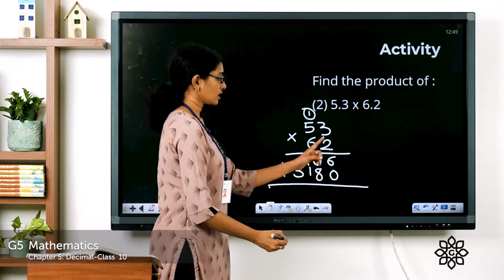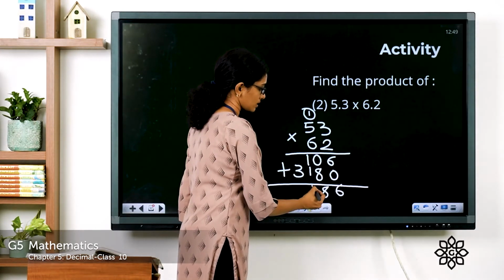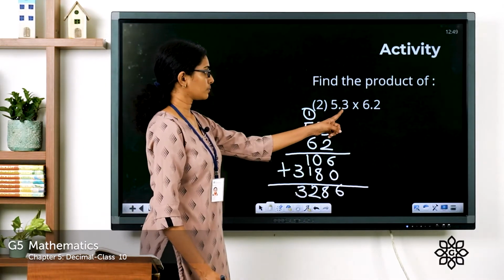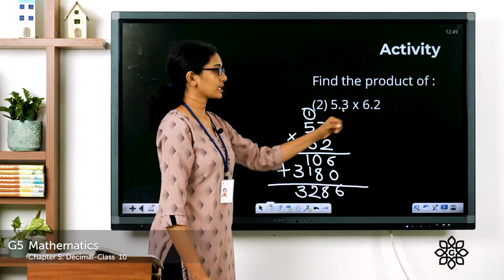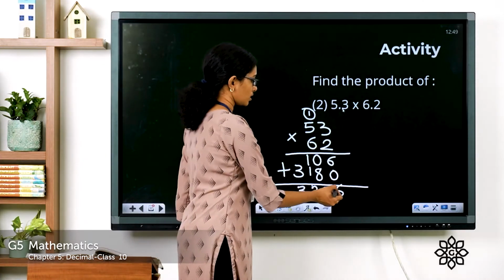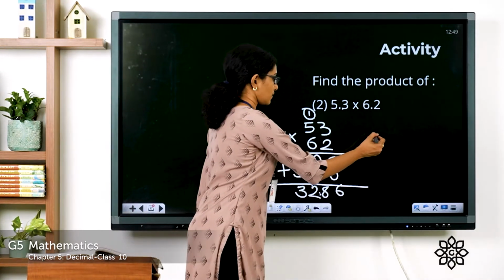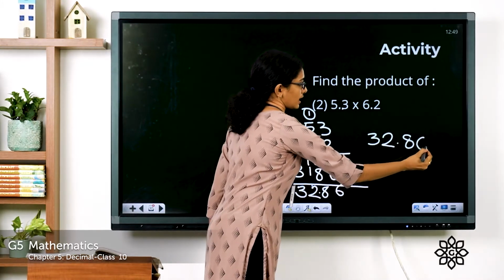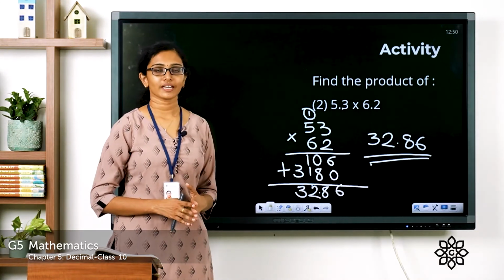Adding the products. 6 plus 0, 6. 0 plus 8, 8. 1 plus 1, 2. 3 here. Now one place after the decimal point in the multiplicand as well as the multiplier. So 1 plus 1, 2. So 2 places from right to left in the final product. The final product is equal to 32.86. I hope you got this one also correct.